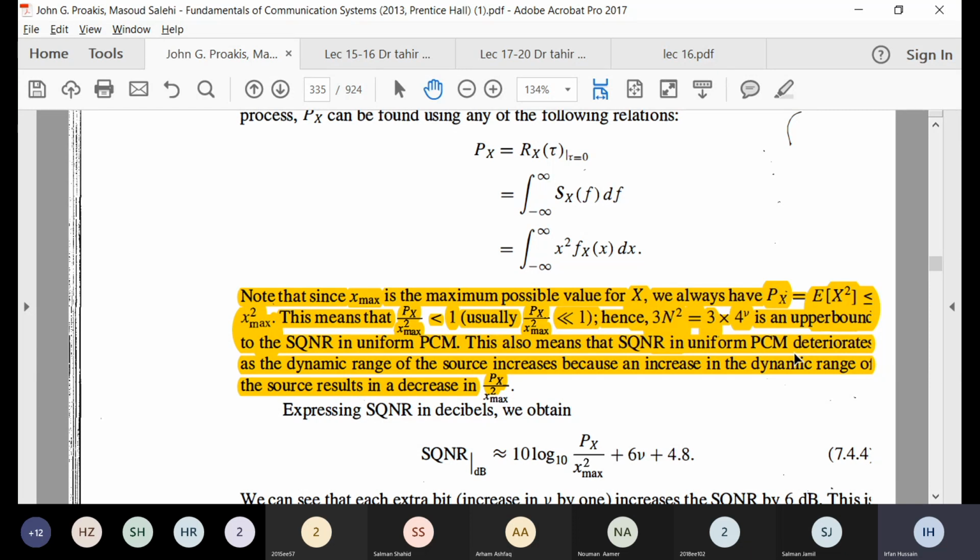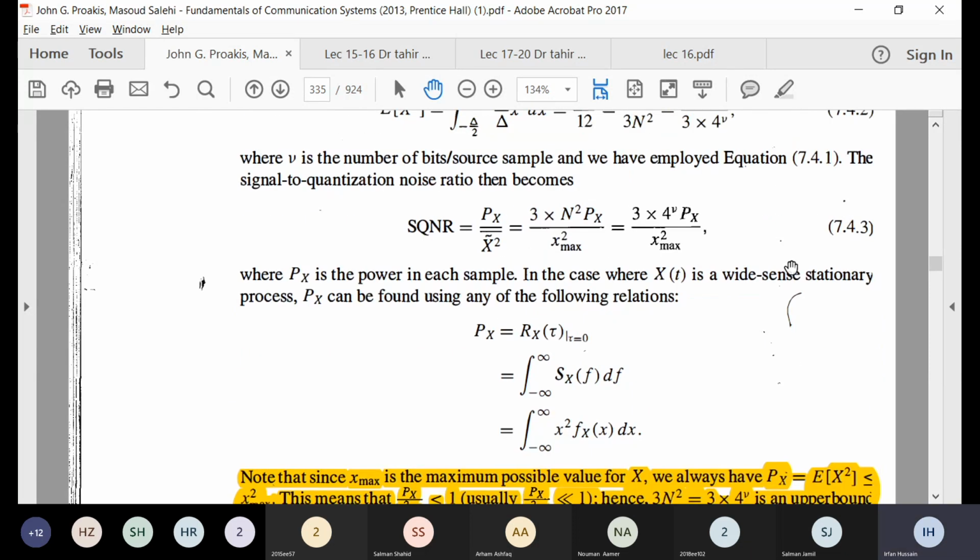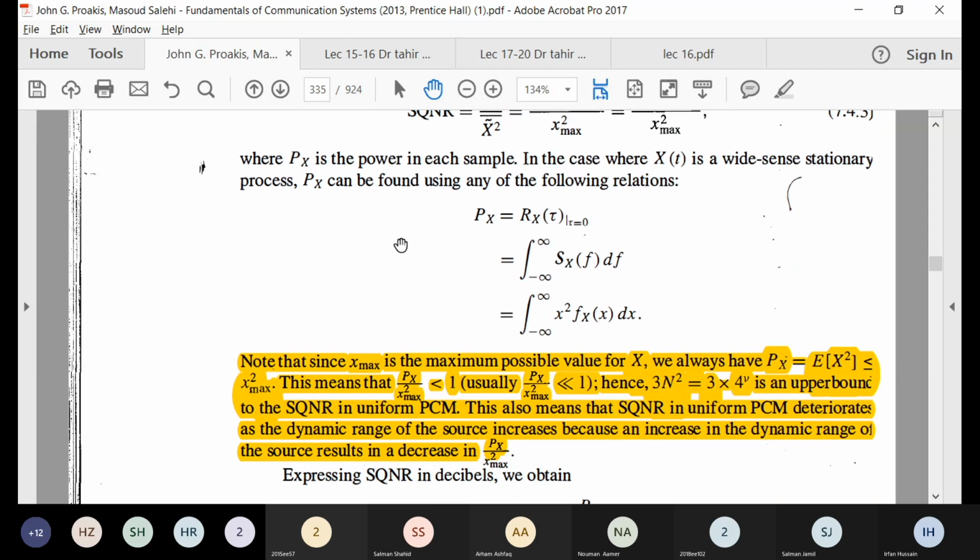if your signal power decreases, if your Px is decreasing like this, then you can very well see that your SQNR will also be decreasing. All right.